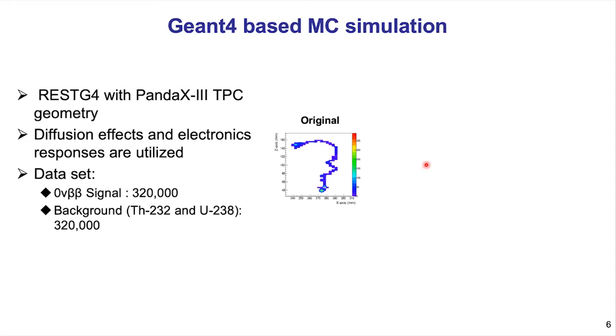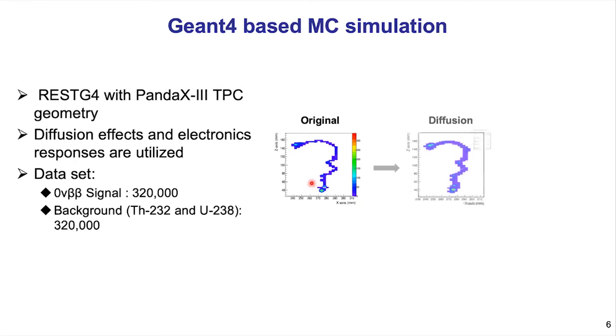Before starting directly our machine learning process, we need to generate our dataset. We use REST-G4, which is a framework dedicated to the generation of data, with the PandaX-III TPC geometry, which you have seen before. We simulated our data, and the diffusion effects and the electronics responses are utilized in the simulation. Since thorium-232 and uranium-238 are both major backgrounds which contribute significantly to the background in the region of interest, we simulated in total 320,000 neutrinoless double beta decay events and 320,000 background events.